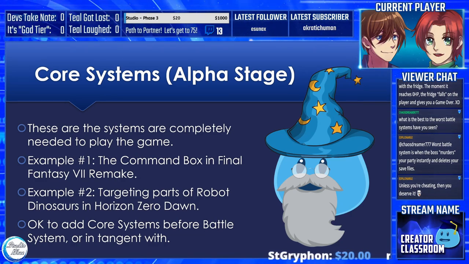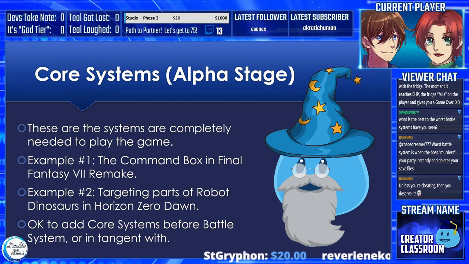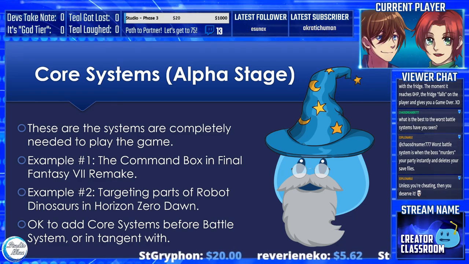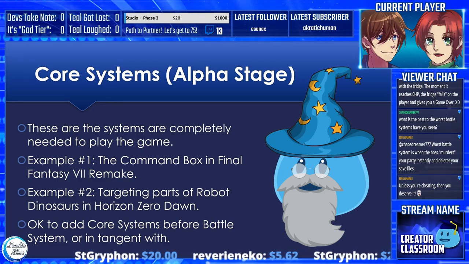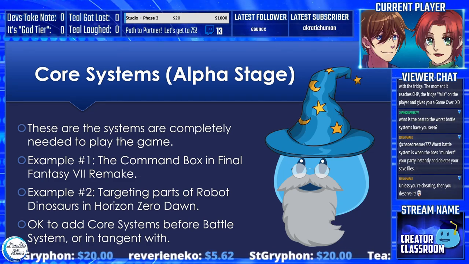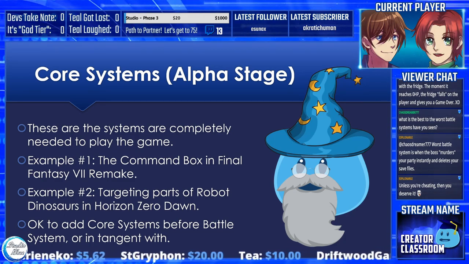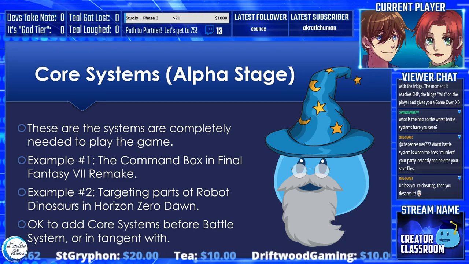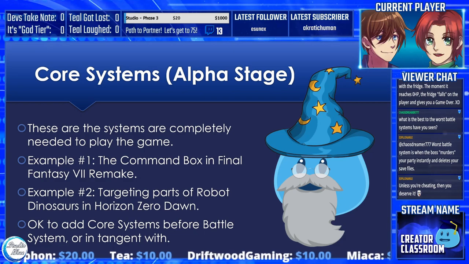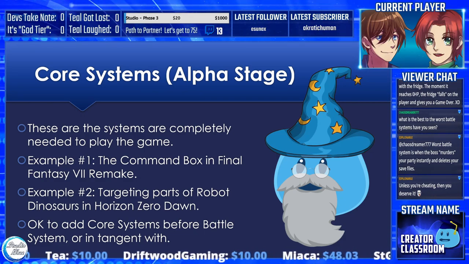And in this example, both the command box, which is what happens when you press X and time slows to a crawl so you can get Cloud to do a thing, as well as targeting parts of robot dinosaurs in order to either make them go shock, burn on fire, blow their butts off, whatever. Both of those are part of the battle system, but they're core systems nonetheless.